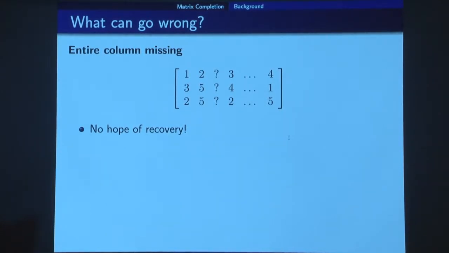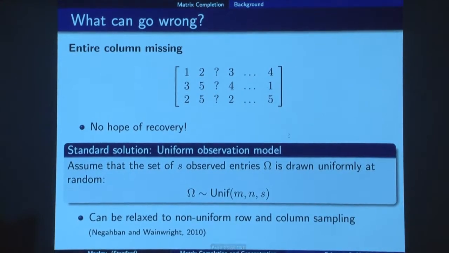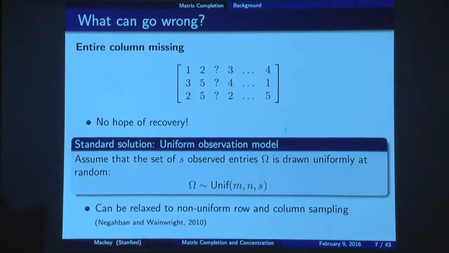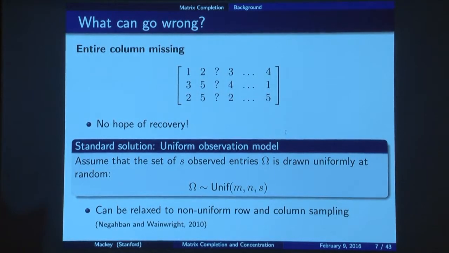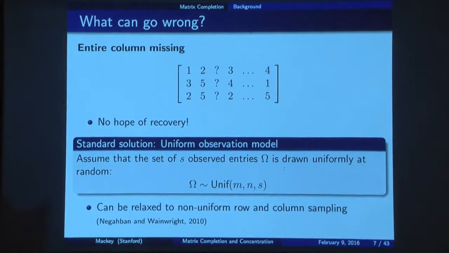The standard way in the literature of dealing with this, for analysis purposes, is to assume some sort of observation model, like a uniform observation model. We're going to assume that for this talk. It's clearly too strong, and you can relax this notion to non-uniform row and column sampling. But the model is going to be that we observe a set of S entries of our matrix, and that set of S entries, we'll call it omega, is uniform across the matrix. All right, and this essentially will ensure that we observe every row and column.